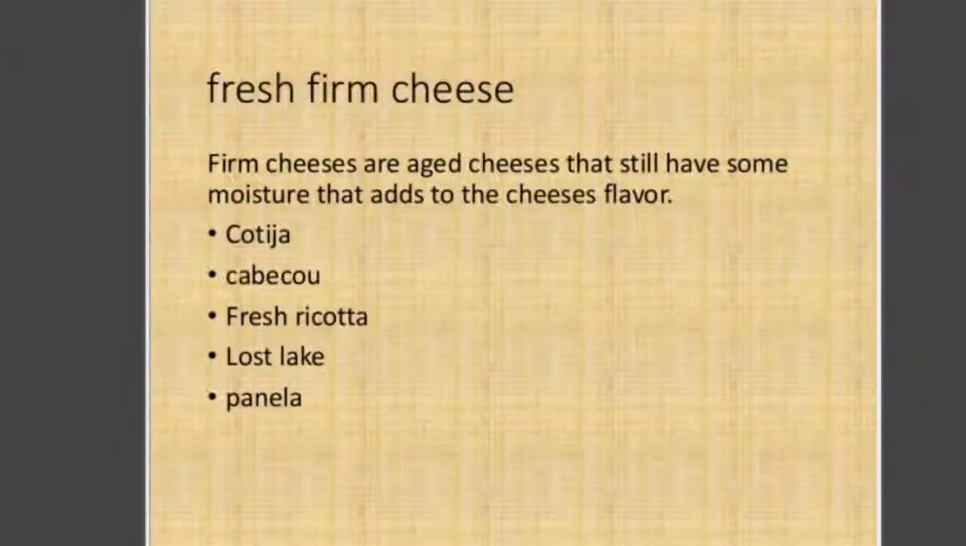Then is fresh firm cheese. Firm cheeses are aged cheeses that still have some moisture that adds to the cheese's flavor. That is cotija, cabu, fresh ricotta, Lost Lake, vanilla.